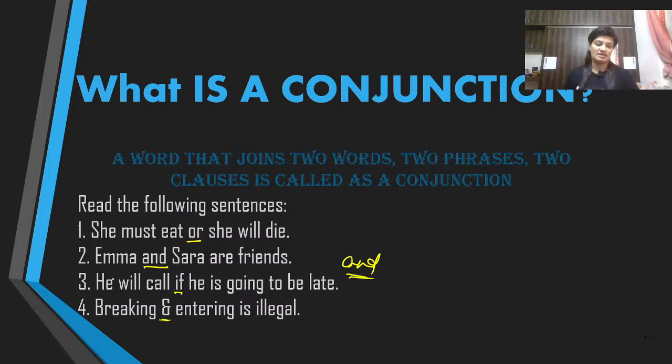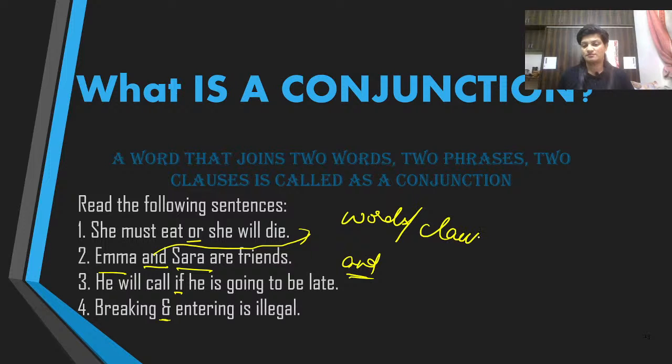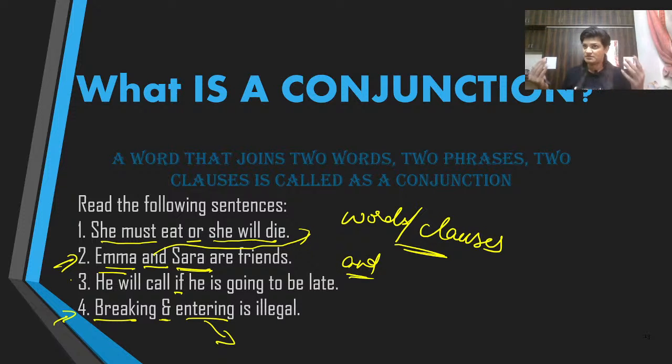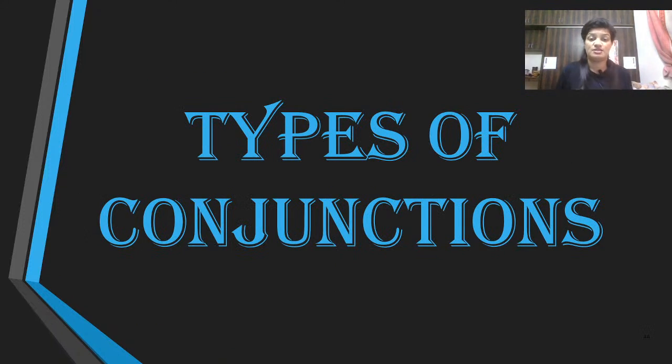Well, one thing that I want to ask you over here is Emma and Sarah. Now, this is a conjunction. Are these two clauses or two words? I want to know if in this particular sentence, and also in this one, when you have breaking and entering, are these two different clauses or two different words? They are words. So this gives us the understanding that conjunctions don't just combine two clauses, but they also combine two words like these. So when we connect two words, two clauses, or two phrases for that matter, we call them conjunctions.